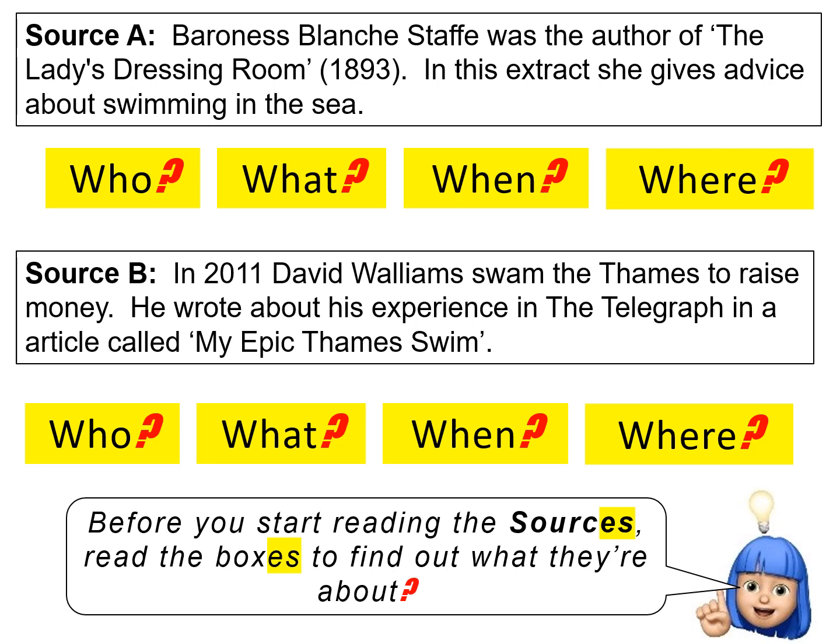So source A, somebody called Baroness Blanche Staff, odd name, was the author, so the writer of The Ladies' Dressing Room. Again, a bit of a strange title, but we can see it's written in 1893, which is why it seems odd. What is the extract about? She gives advice about swimming in the sea. So who, this Baroness, what are they writing about? Swimming in the sea, 1893, and we're in the sea.